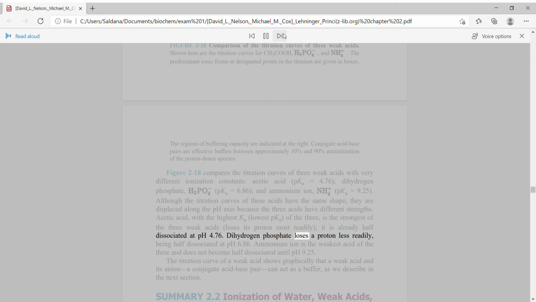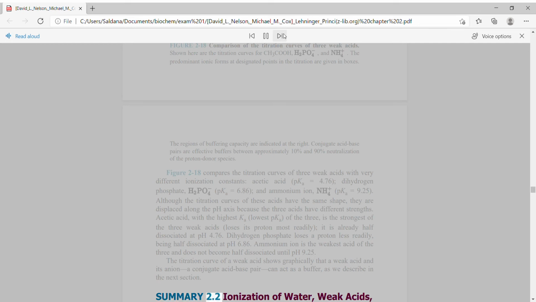Dihydrogen phosphate loses a proton less readily, being half dissociated at pH 6.86. Ammonium ion is the weakest acid of the three, and does not become half dissociated until pH 9.25. The titration curve of a weak acid shows graphically that a weak acid and its anion, a conjugate acid-base pair, can act as a buffer, as we describe in the next section.